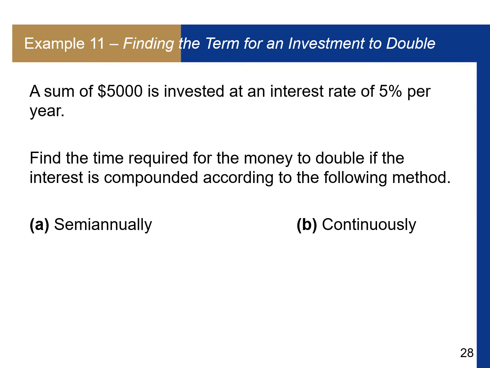So if we have $5,000 and we're going to invest it at an interest rate of 5%, how long will it take to double? Okay, so again, a sum of $5,000 invested at an interest rate of 5%. We're going to look at semi-annually and continuously. So this is good because I want to look at two different ways. Think about what you think would be the best way to invest, whether it's semi-annually or continuously.